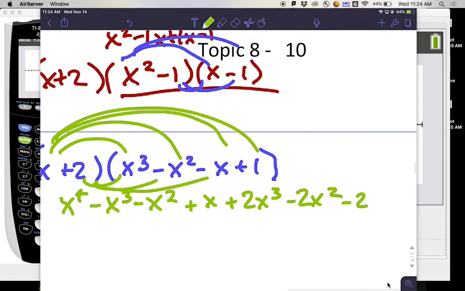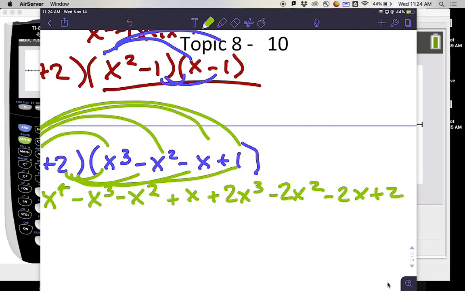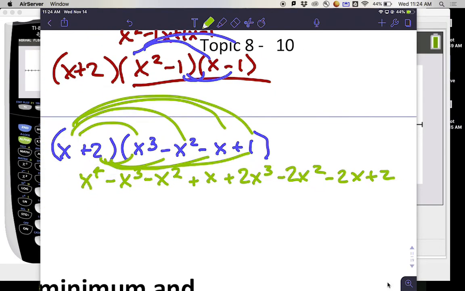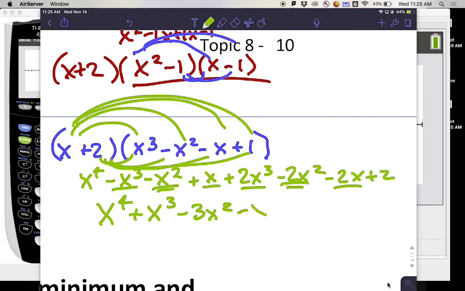Negative 2x. And then finally plus 2 here at the end. And then we're going to combine all of our like terms that we can. So you have x to the 4th. Your x cubes, when you add those together, that's going to get you positive 1x cubed. We got negative x squared and negative 2x squared. That's negative 3x squared. You're going to do x and negative 2x. That'll be negative x. And then finally a 2 at the end.